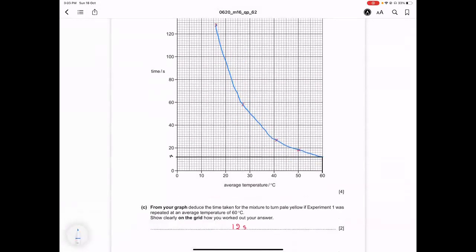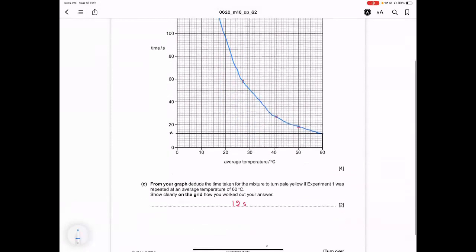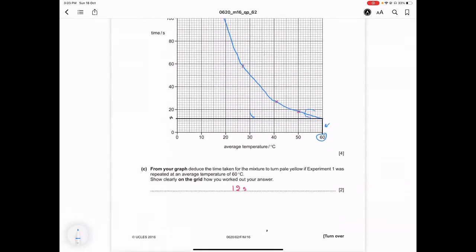From your graph, deduce the time taken for the mixture to turn pale yellow if the experiment was repeated at an average temperature of 60 degrees. Show on the grid. These lines are worth 1 mark, and the time is between 12 to 13 seconds at 60, and the extrapolation is for 1 mark.